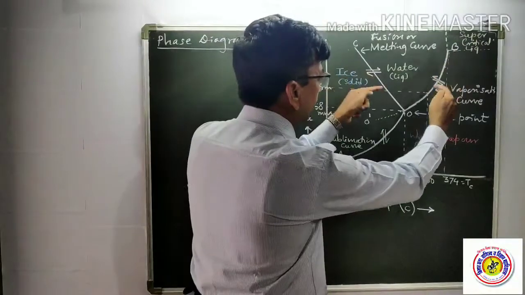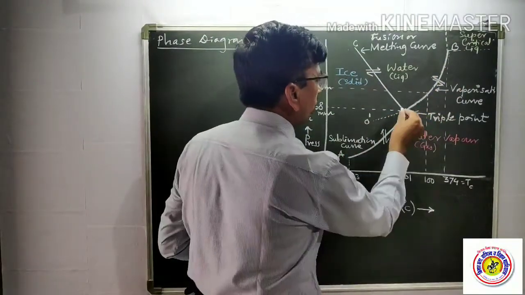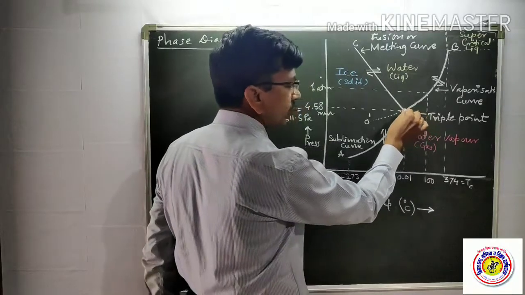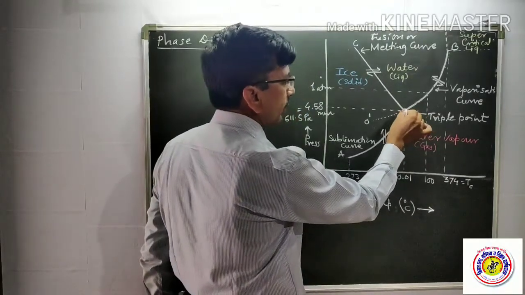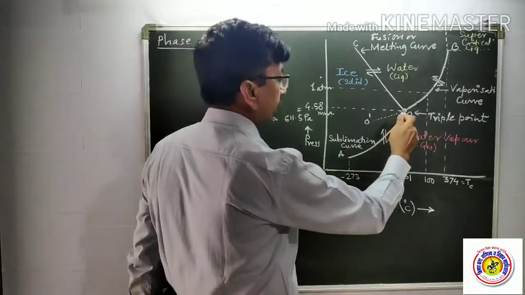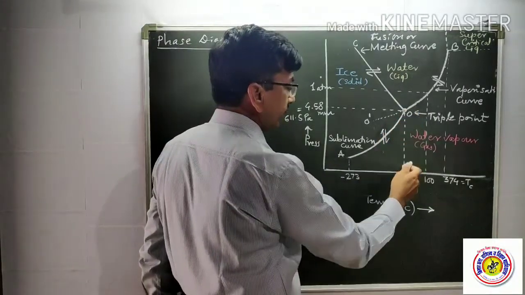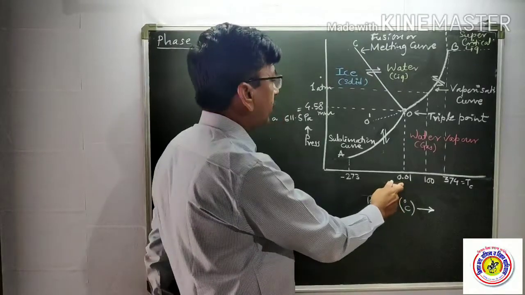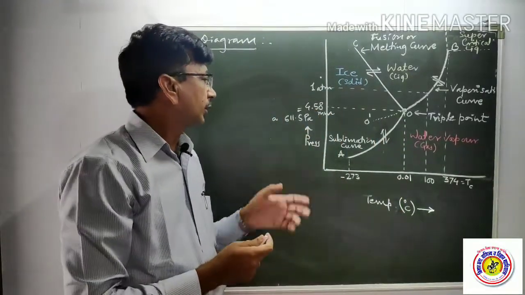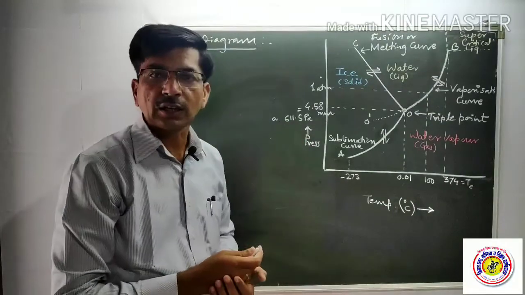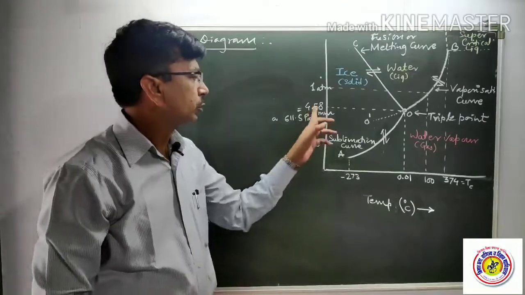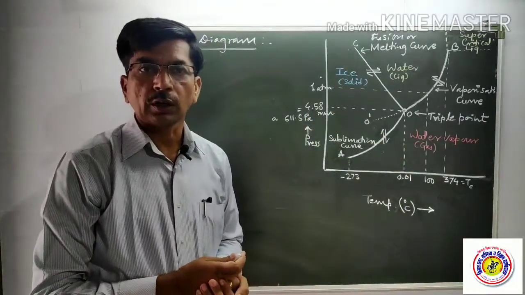When these three lines meet together at a point O, all these three states exist. That is, at this point the solid, liquid and gaseous states coexist with each other, and the characteristic of that particular point is that the temperature is 0.01 degrees Celsius and the pressure is 4.58 mm of mercury, or 611.5 Pascal, or 0.6115 kilopascal. This point we call the triple point of water.